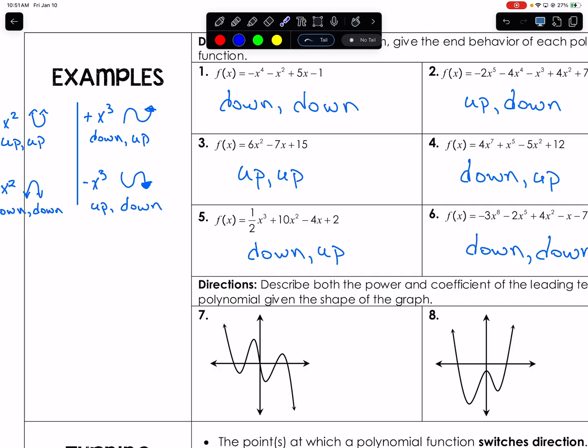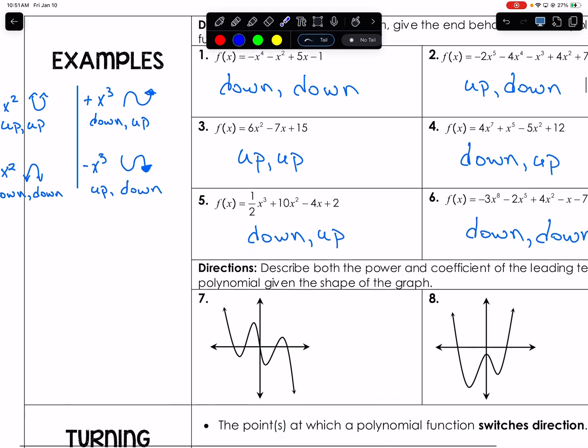Anyone remember standard form of a polynomial? What's the rule? Highest exponent, next highest, next highest, next highest, and the number at the end. There's usually a number, not always, but usually a number.